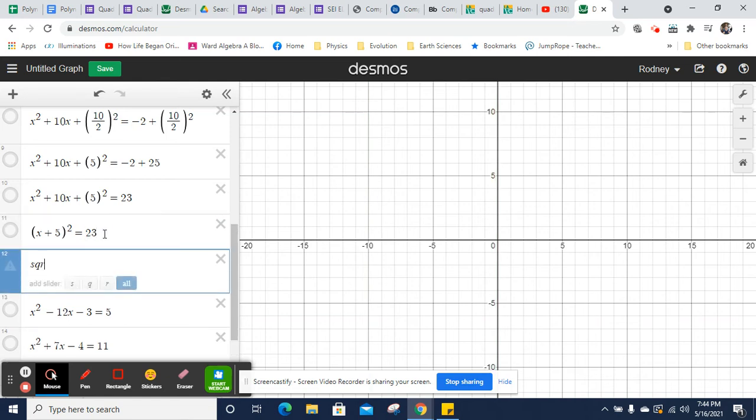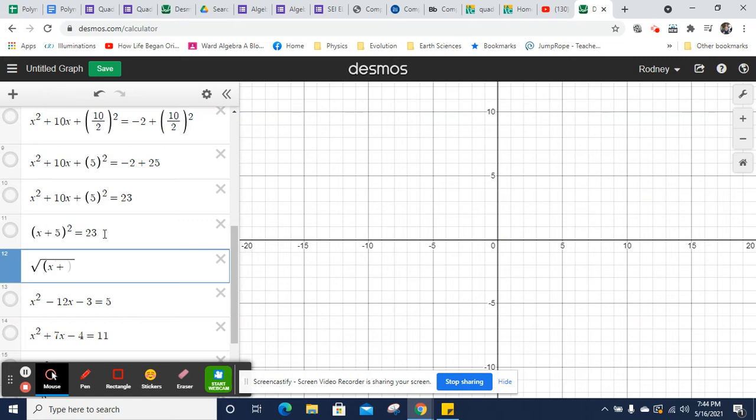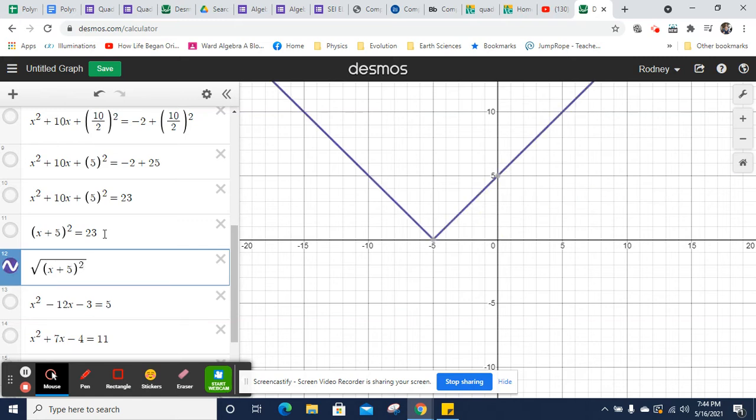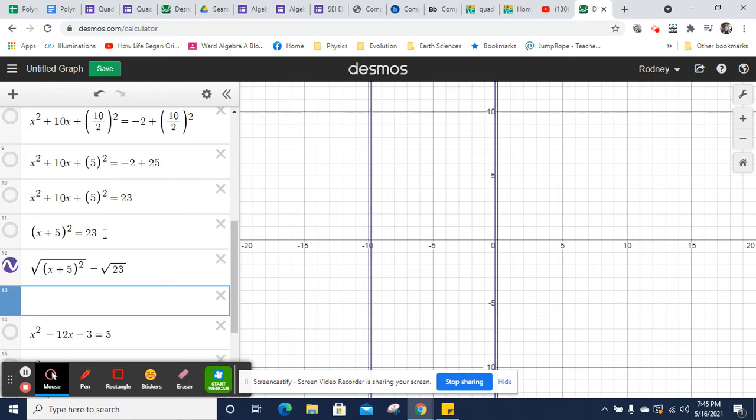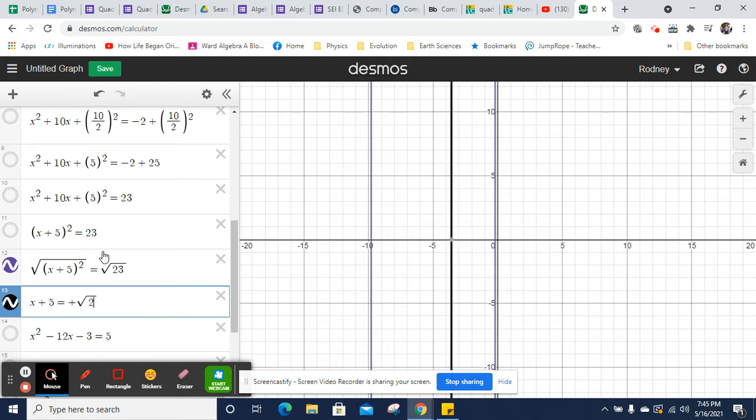So I'm going to get the square root of x plus 5 squared equals the square root of 23. And that's a plus version. There's a plus version and a minus version of that. Now, I'll deal with the plus and minus version in just a second. That's going to give me on the left x plus 5, because the square and the square root cancel each other out. So just x plus 5. And then on the right, I'm going to have a positive square root of 23.